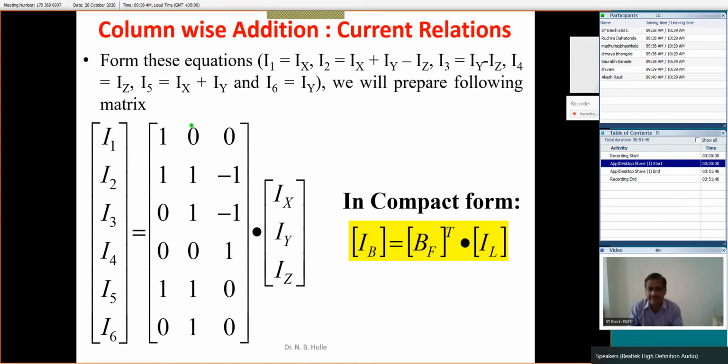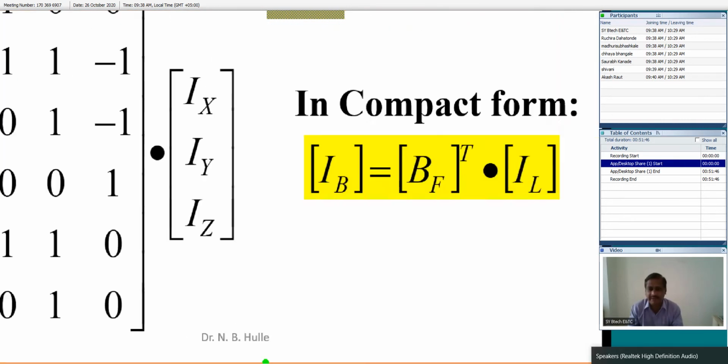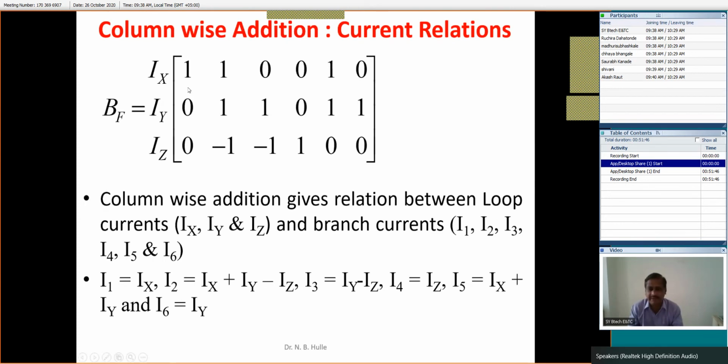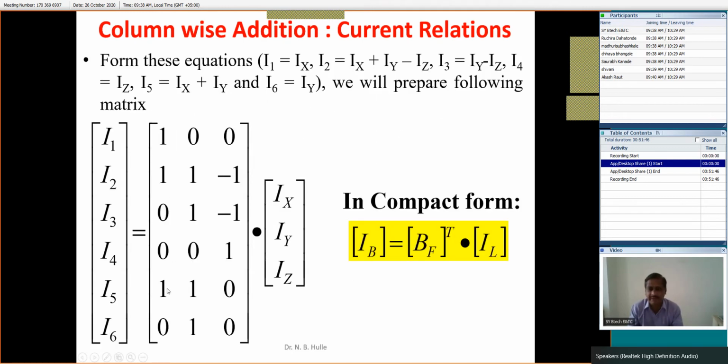If we convert this row into this column, the second row will become the second column, and the third row will become the third column. If we organize this in matrix form, we will get this, and this is the transpose of the tie-set matrix. This is the branch current matrix.